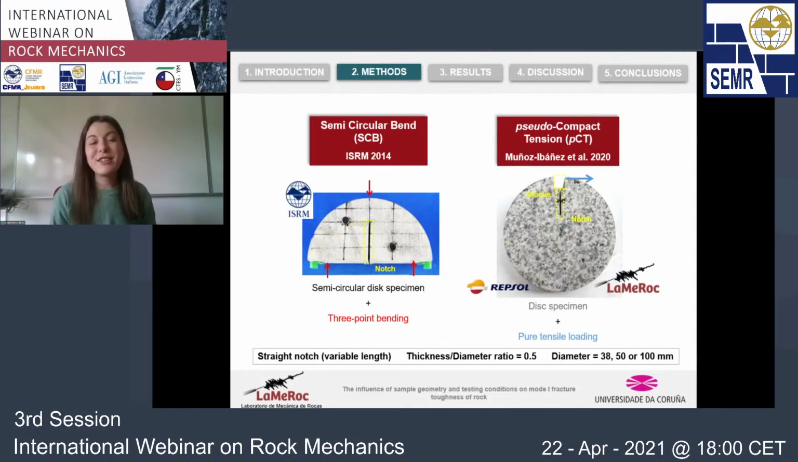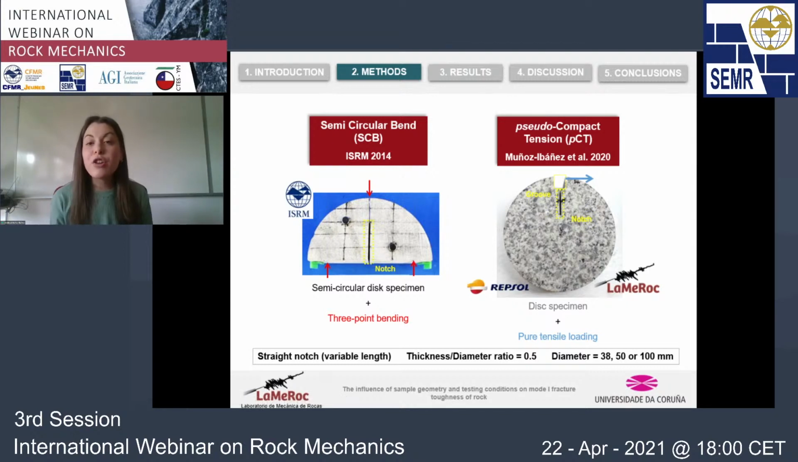So these are the two methods. On the left, we have the semicircular bend test, which is one of the suggested methods of the ISRM, as I have said before. And in this case, we can see that the shape of the sample is a semi-disc, and that a straight notch is cut here on the center of the flat surface. And this sample is loaded under 3-point bending.